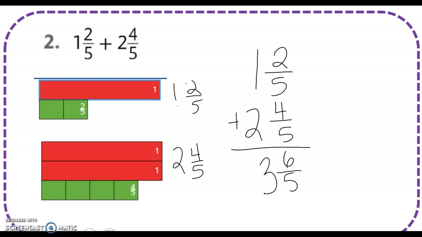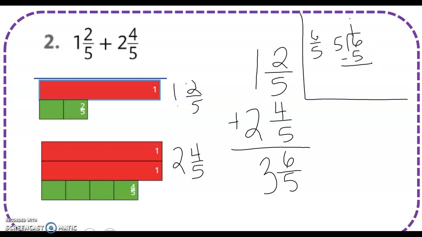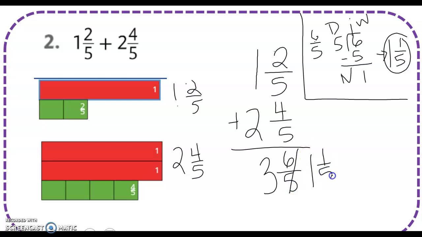Now, I can't leave an improper fraction with a whole number, so I'm going to set up a little work area here, and I'm going to turn this improper fraction, 6/5, into a mixed number. I'm going to divide numerator by denominator, and if you remember, 5 goes into 6 one time. 1 times 5 is 5. 6 minus 5 is 1, and we're done now. My whole number is 1, my denominator is 5, my numerator is 1. So I know 6/5 is really 1 1/5.